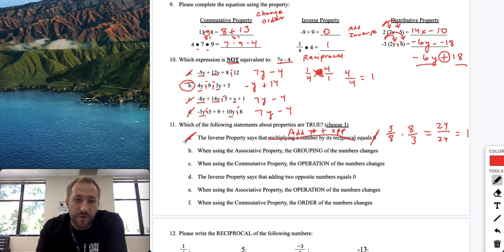Let's look at the next one. I'm going to mark that out because that's not true. When using the associative property, the grouping of the numbers changes. Hey, that is true. We did that up above. When we change the grouping, where the parentheses are, that is the associative property.